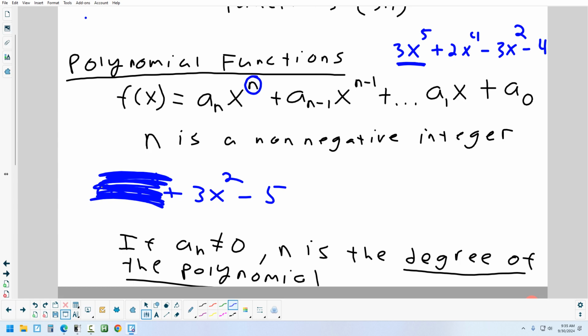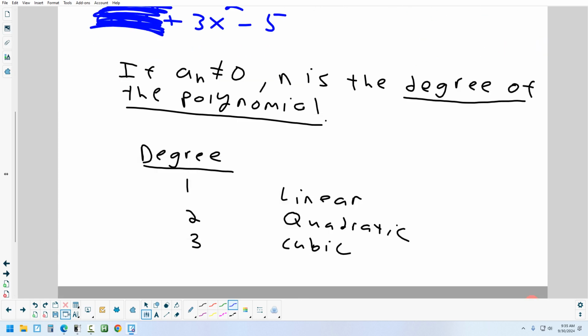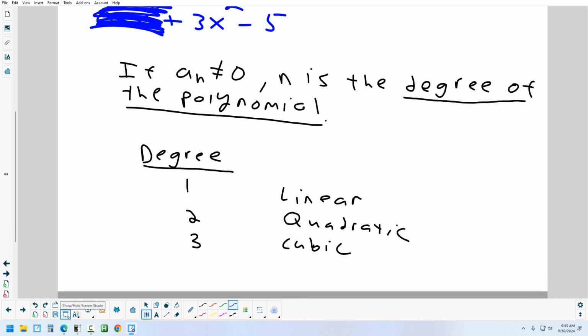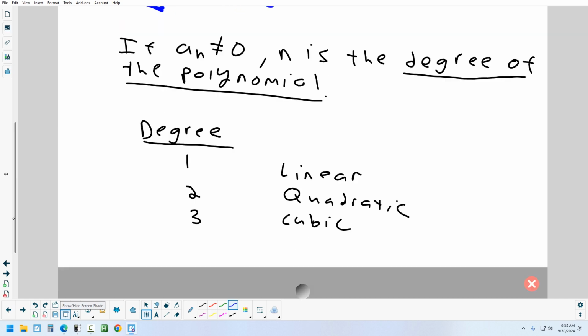What do you call it if it's a degree 2? What's the name of it? Quadratic. What do you call it if it's degree 1? Linear. How about degree 3? Cubic. Yep. So some degrees have special names. Degree 4 is quartic. But usually when you get above degree 4, they would just say it's a polynomial of degree 7, degree 10. I'm sure there are names, but those are the most common names we use for degrees 1, 2, and 3.